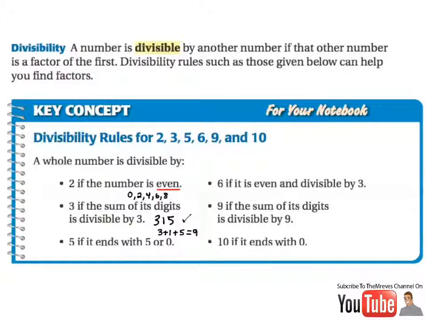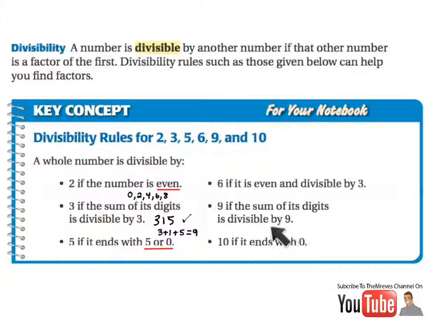Now, if it ends in a 5 or a 0, that's for 5, so that's our key right there. Now for 6, it's really cool if it's even and divisible by 3. So, if we had a number that was even and divisible by 3, then we know it's divisible by 6. And this is because 2 times 3 is 6. 2 and 3 are factors of 6. So, that's really cool.